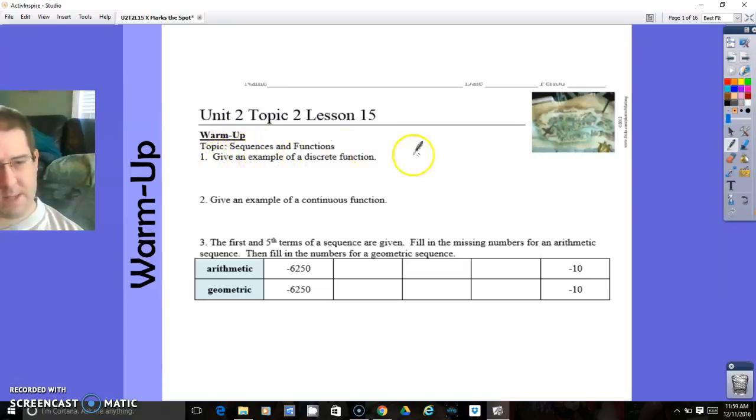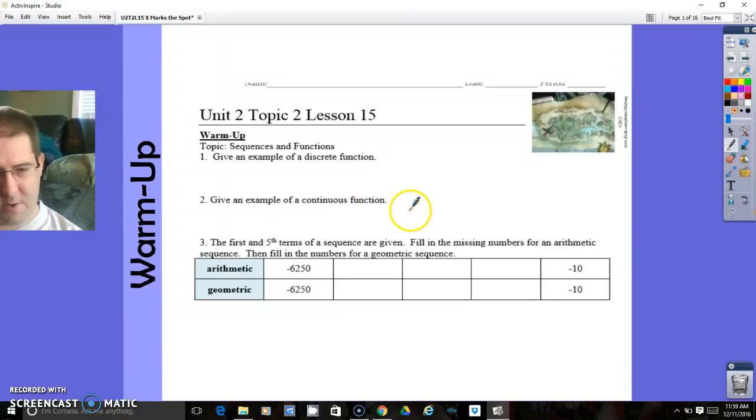Question number 1 on the warm-up says, give an example of a discrete function. So I would say the total cost of going to a football game is a function of how many tickets you buy. And the reason why that would be discrete is because you can't buy half a ticket. An example of a continuous function would be buying candy. So the total cost of buying candy is a function of how many pounds you buy. So you can buy 2.5 pounds of candy and then pay per pound, and therefore that's continuous because you can buy any amount of candy.